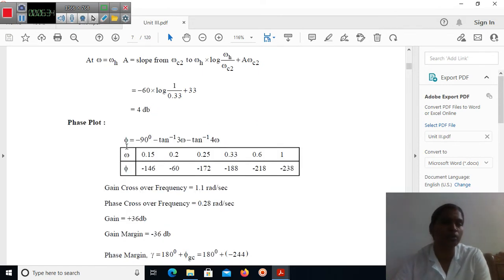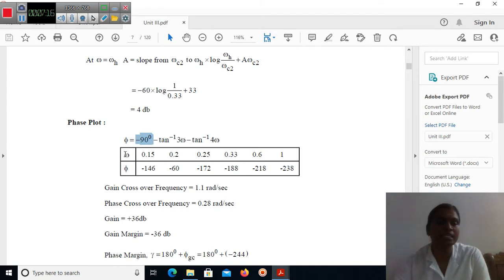Next, the phase plot. For the phase plot we have to find 1 divided by j omega. It means 20 divided by j omega, and the phasor angle is minus 90. For 1 divided by 1 plus st, we have a tan inverse of 3 omega. Why can we consider tan inverse of 3 omega? It is tan inverse of the imaginary part divided by the real part, which is 3 omega. Similarly, for 1 divided by 1 plus st, here t is 4 into j omega, so we can consider minus tan inverse of 4 omega.